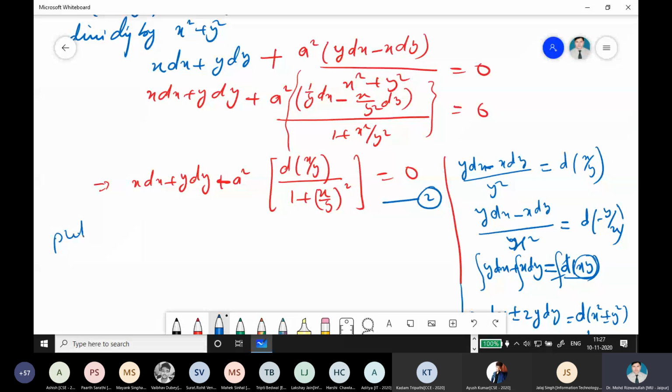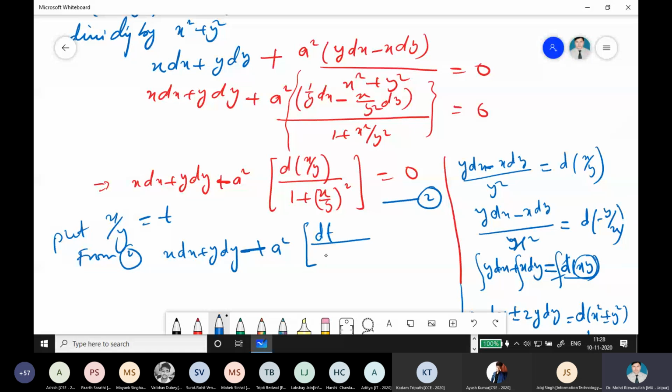Now put x by y, because I'm using the variable separable form. That's why I should make it variable separable, otherwise no issue. Let x by y equal t. So from equation 2 we can write x dx plus y dy, and then plus a square, and dx by y means dt. I just put x by y equal to t. This is the dt, divided by 1 plus t square, and this is equal to 0.